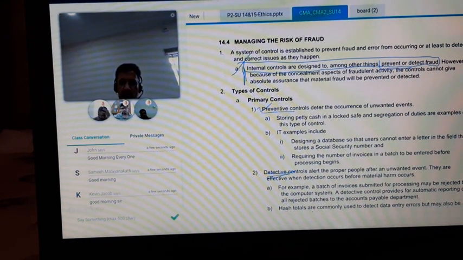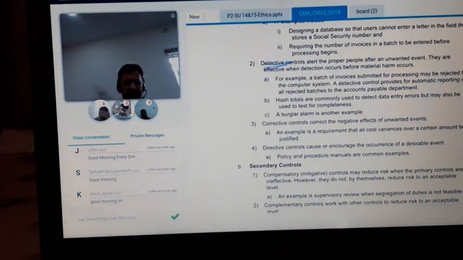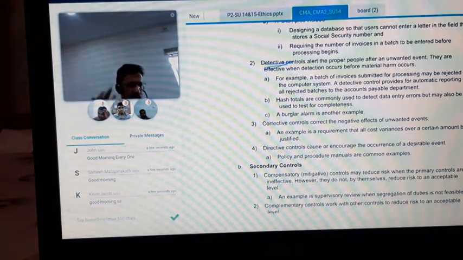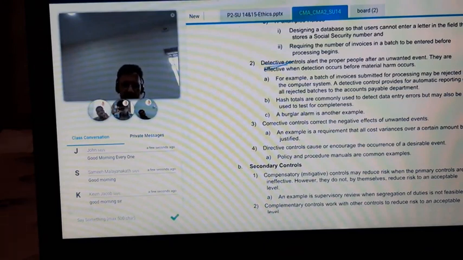The batch invoices submitted for processing may be rejected. That's a process control. That is a detective control. Hash totals will ensure the completeness of the entries. That is a detective control. Then the burglar alarm is another example that I have told you. So you can have many detective controls, examples you know very well. So preventive controls and detective controls, you can easily identify. You can give many examples, so you shouldn't be having a problem. So that's the normal classification of primary control.